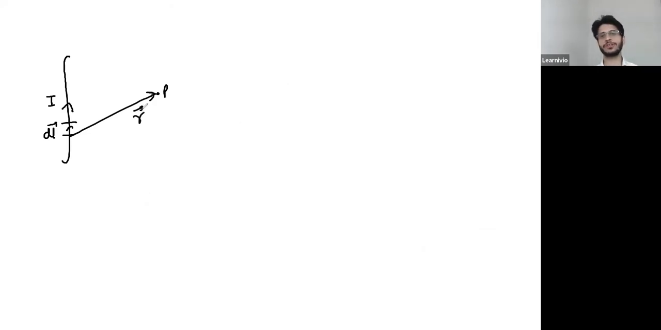Now, the major part is to calculate direction. Learn how to calculate direction here. This is your wire, it's carrying current I. This is your dl. The direction of dl is the same as that of current. You're supposed to calculate the magnetic field. First, draw this diagram in your notebook.